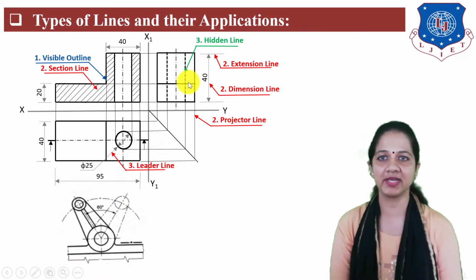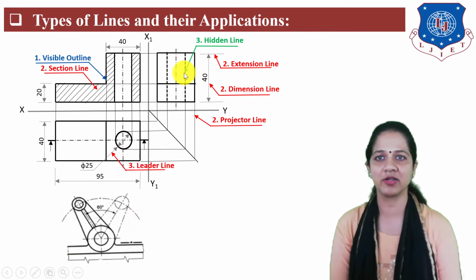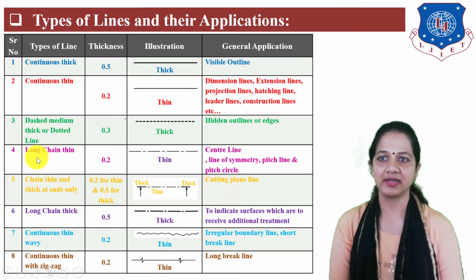Now again look on this figure. This is hidden line of this circle because this circle is not visible in side view. It is represented by dotted line. Next is long chain thin line. Its thickness is 0.2 mm. It is lighter in shade and it is used to show center line, line of symmetry, pitch line and pitch circle.